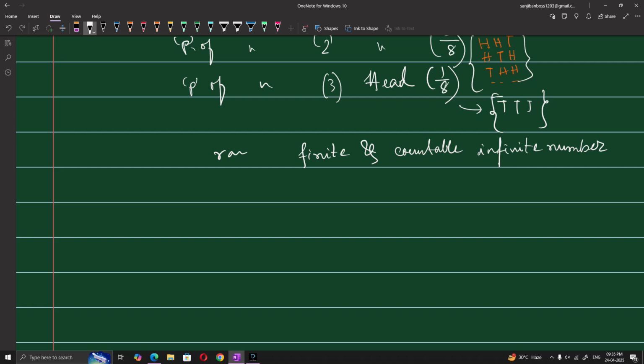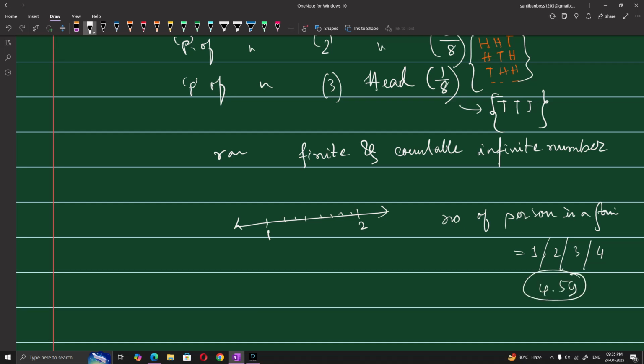We know what a discrete variable is, right? Discrete variable means if I say 1, 2, there are many values here, and if we say the number of persons or individuals in a family, what will it be? That must be 1 or 2 or 3 or 4. That can't be 4.59. These are all isolated values. So isolated value, this term is important to state the definition of a discrete random variable.